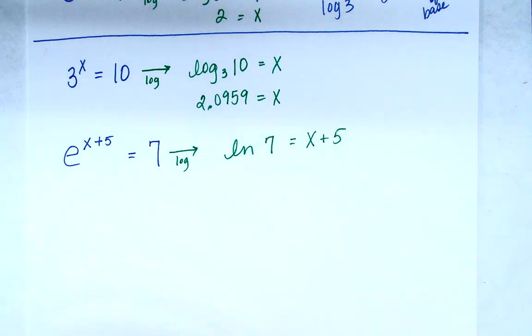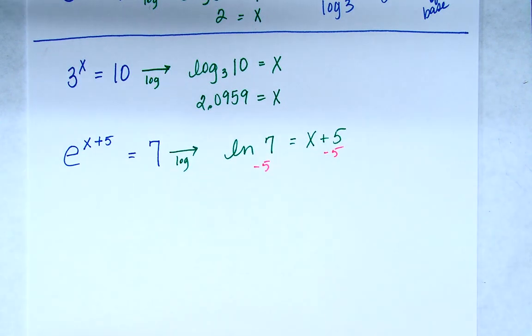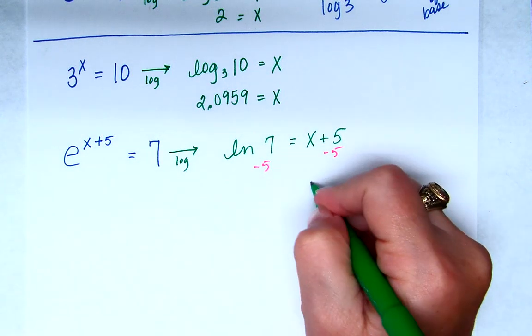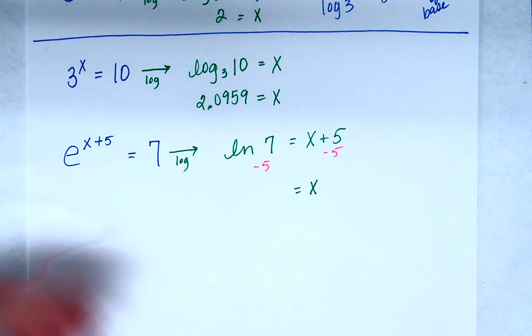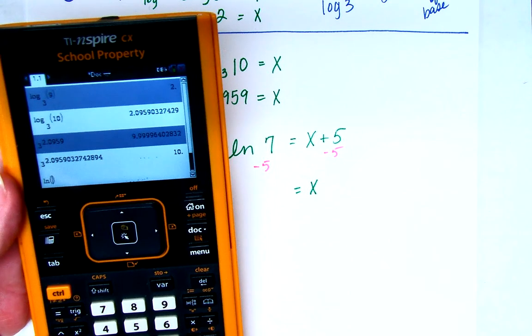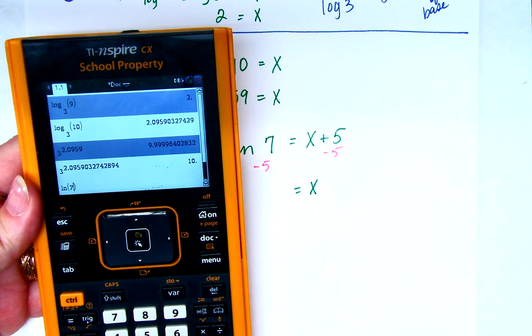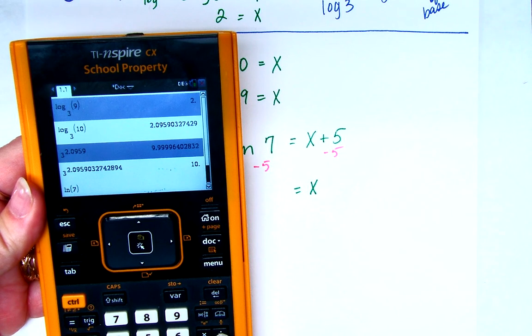Now watch what I'm going to do here. I'm going to go ahead and hit minus 5, minus 5, even though I don't know what natural log of 7 is yet. I know in order to solve for x, I'm going to subtract 5. Because now in my calculator, I can say natural log of 7, but then I'm going to say out here minus 5.